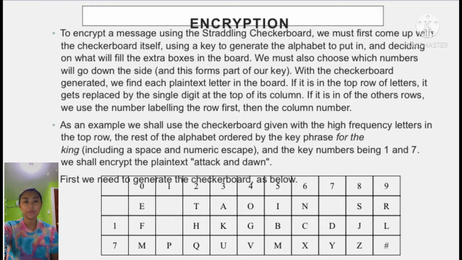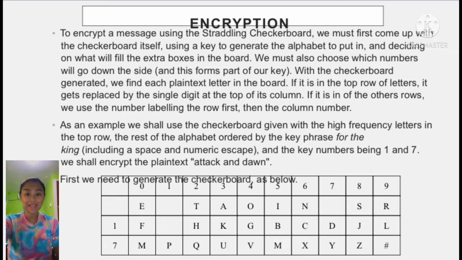Encryption. To encrypt a message using the straddling checkerboard, we must first come up with the checkerboard itself, using a key to generate the alphabet to put in and deciding on what will fill the extra boxes in the board. We must also choose which numbers will go down the side, and this forms part of our key. With the checkerboard generated, we find each plaintext letter in the board. If it is in the top row of letters, it gets replaced by the single digit at the top of its column. If it is in one of the other rows, we use the number labeling the row first, then the column number.